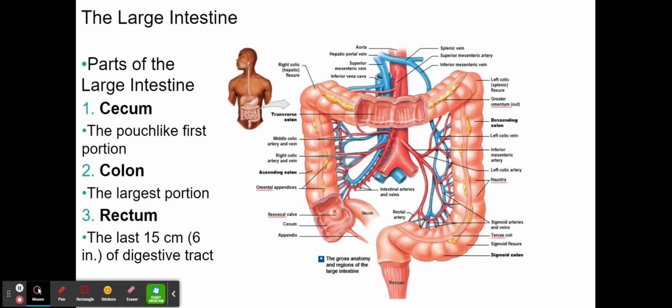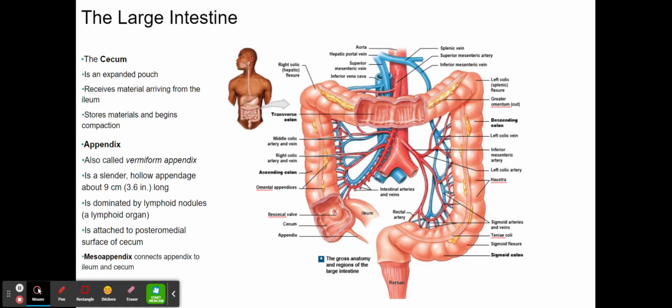The large intestine, also known as the large bowel, has an average length of about 1.5 meters and a width of about 7.5 centimeters. We can divide it into three parts. 1. The pouch-like cecum, the first portion of the large intestine. 2. The colon, the largest portion. And 3. The rectum, the last 15 centimeters of the large intestine and the end of the digestive tract.